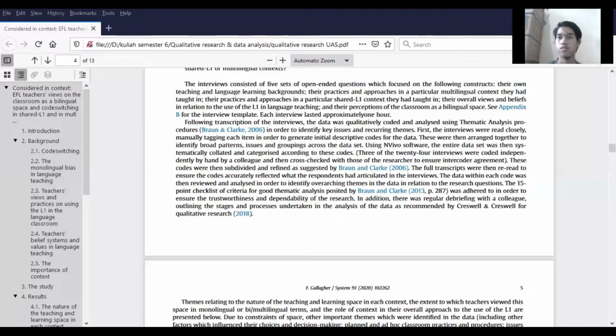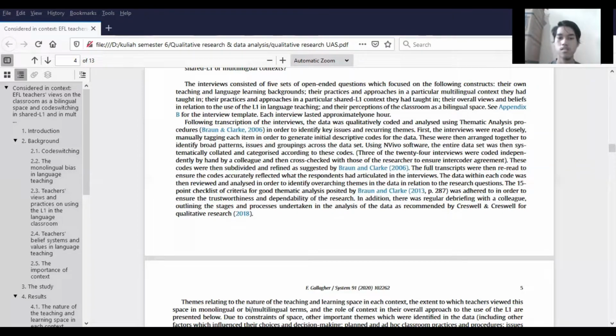The participants in this article were 24 EFL teachers who teach or have taught in the first, multilingual context in Ireland, in which the learners don't share a common L1, and the second, context in non-English speaking countries, where the learners typically share a common language other than English.